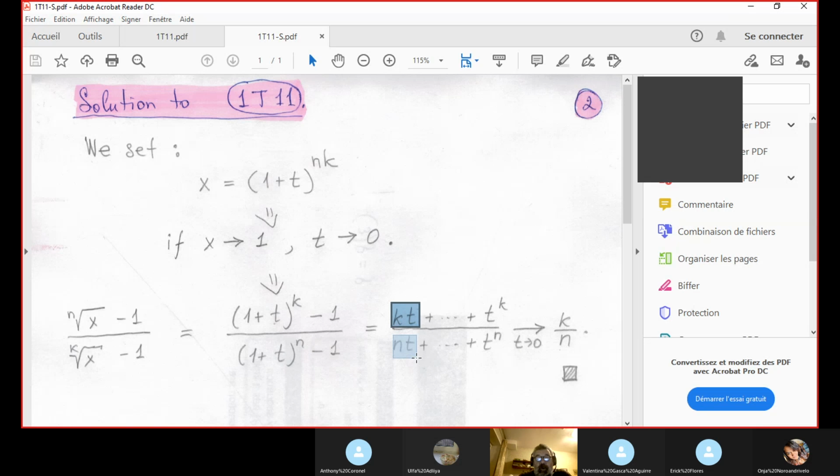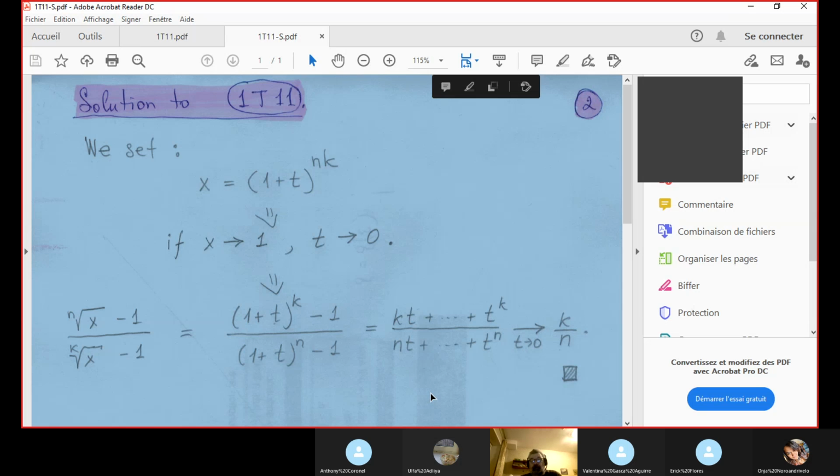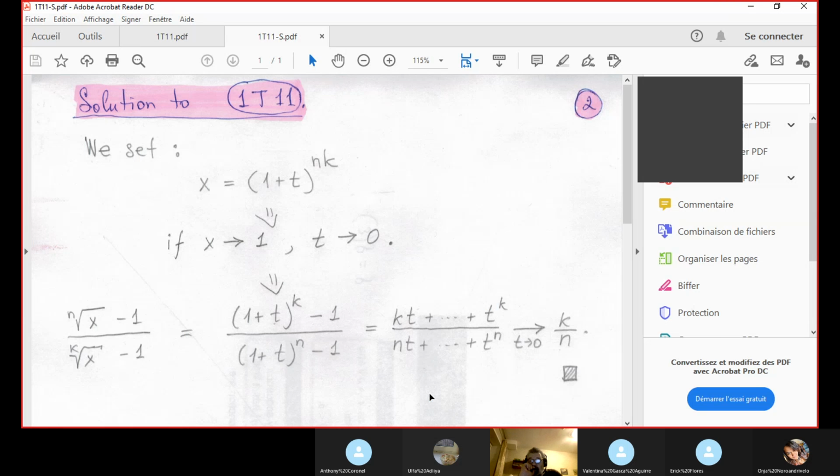All the terms at least are of order t, and t goes to 0. So we can simplify our fraction by dividing by t, and we will have that this limit will be k over n. Is it clear? Yes, it's clear. D'accord.